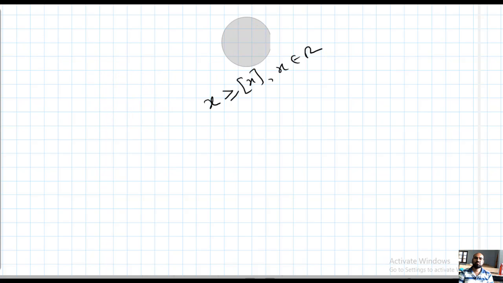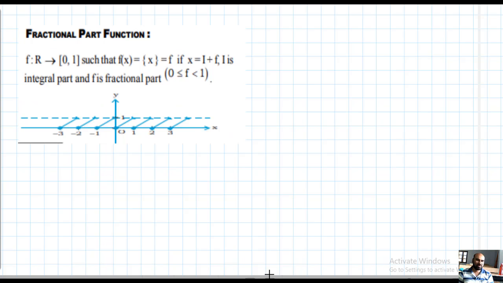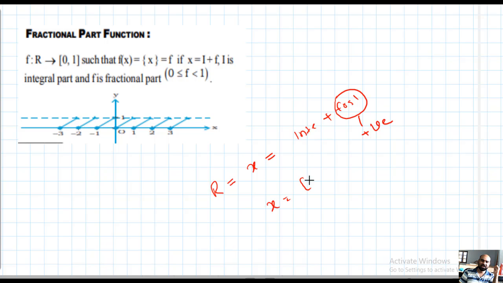Like that, next is the fractional part function, which is also important. I already explained this function in trigonometry. So again, listen, students. Any real number x can be written as integral part plus fractional part. This fractional part should be positive. So any real number x can be written as integral part plus fractional part. This function is called the fractional part function.